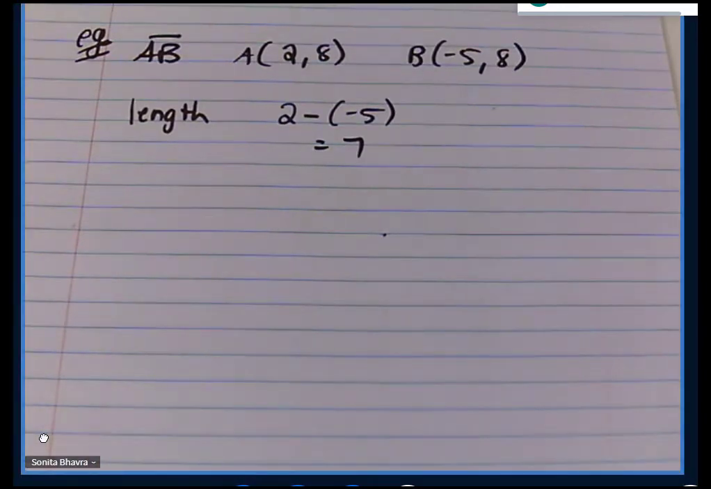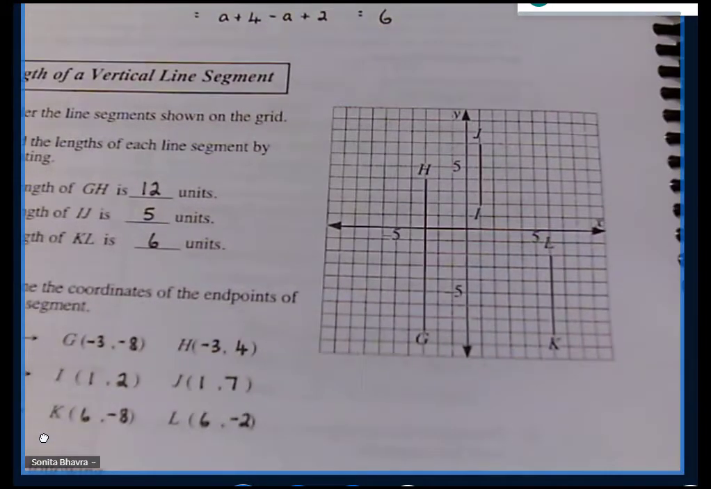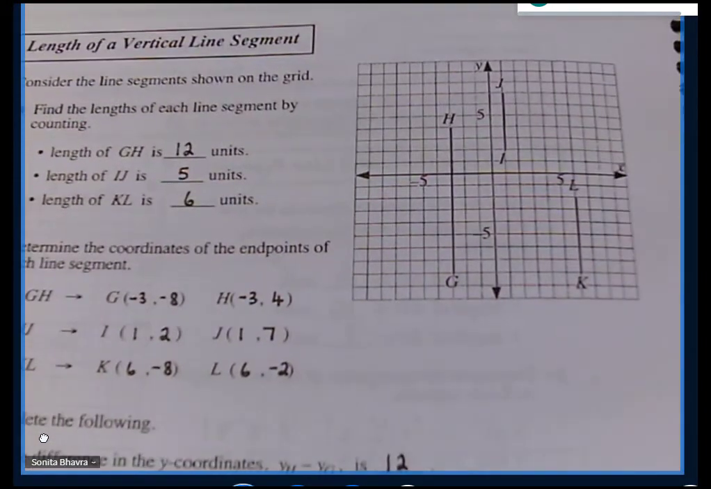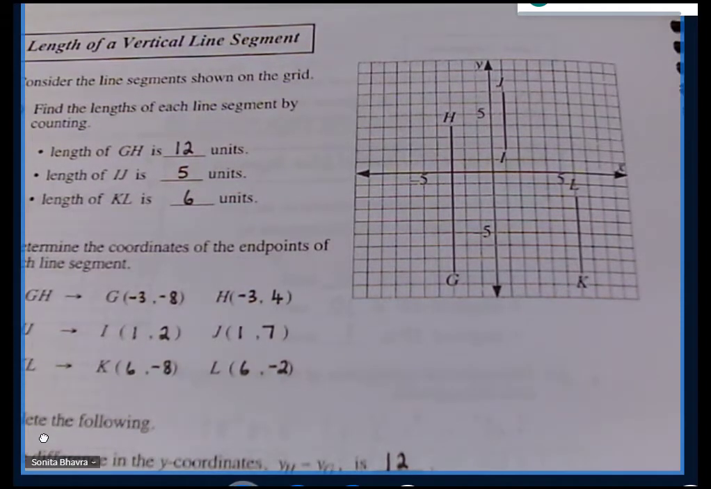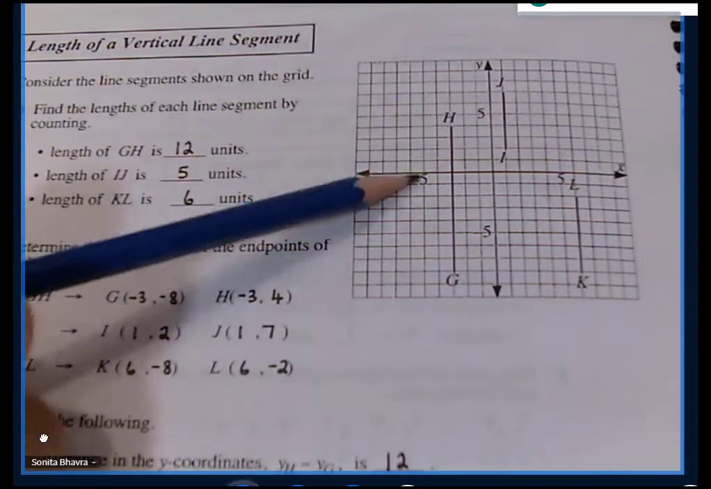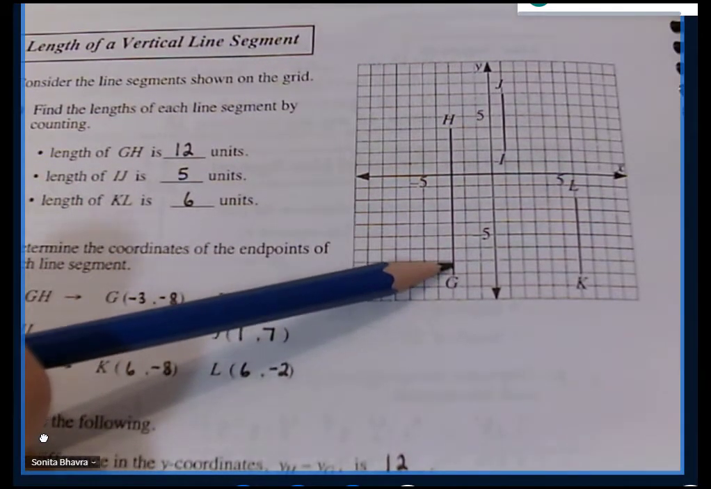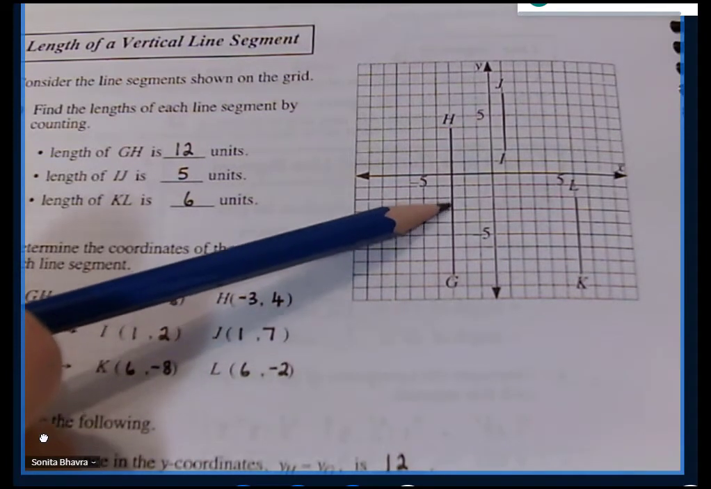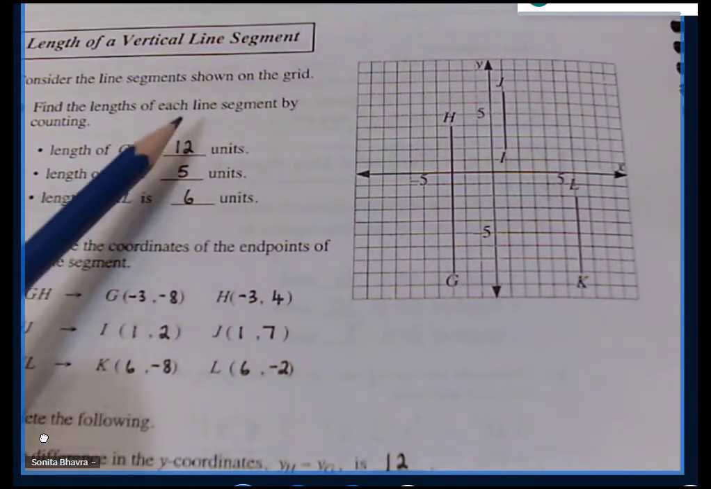All right, next, let's take a look at vertical lines. If you're looking at vertical lines, then you're looking at your y values. So if we look at G to H, you can again just start by counting the units. So 1, 2, 3, 4, 5, 6, 7, 8, 9, 10, 11, 12. So 12 units in length.